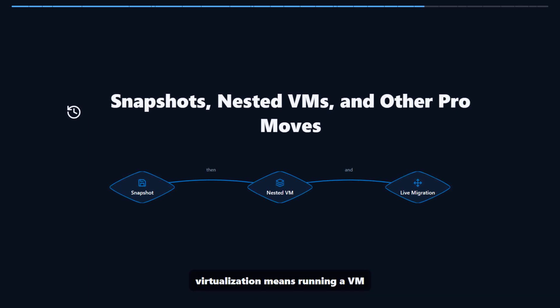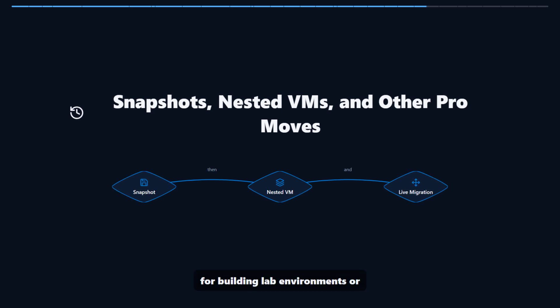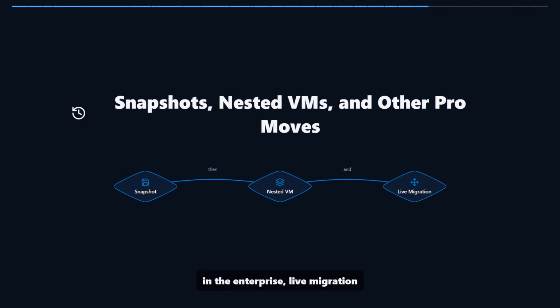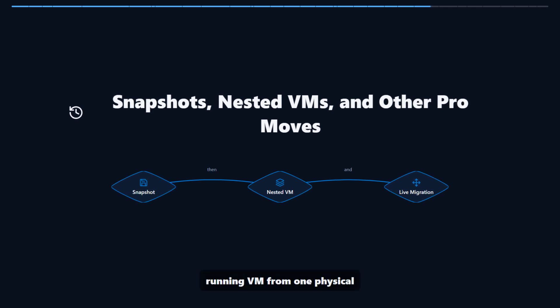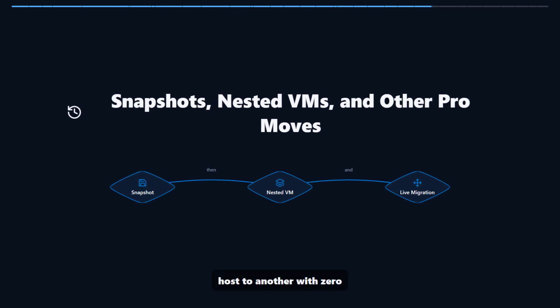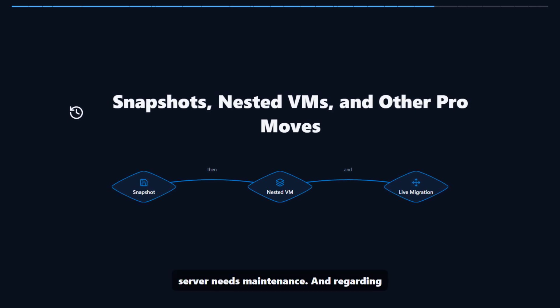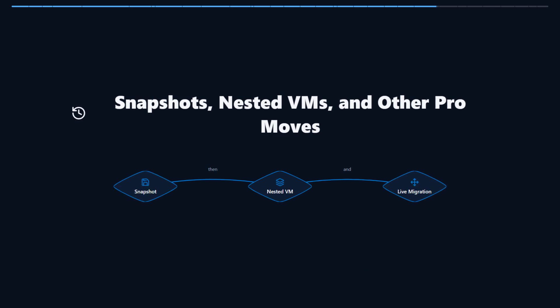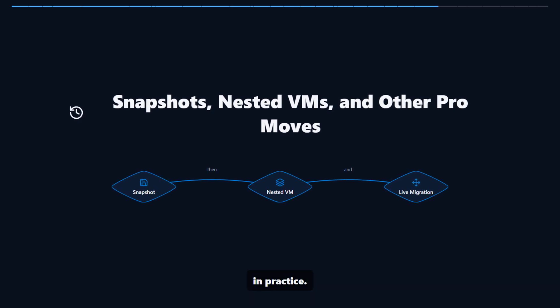Nested virtualization means running a VM inside another VM. Perfect for building lab environments or training without extra hardware. And in the enterprise, live migration, vMotion, moves a running VM from one physical host to another with zero downtime. That's how critical services stay online even when a server needs maintenance. And regarding performance, we'll look at the numbers next, but the overhead is small and often negligible in practice.